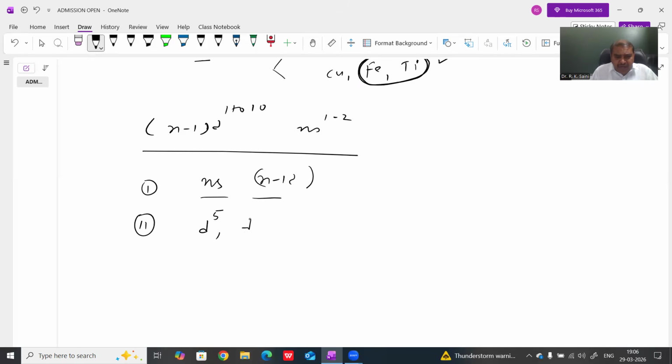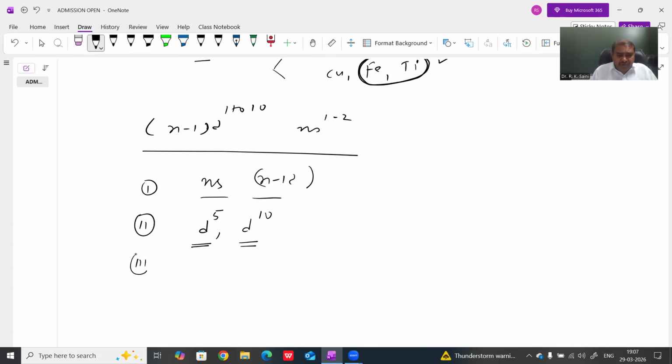For example, d5 and d10 are half-filled and fully filled electronic configurations. In these conditions, d orbitals are symmetrically arranged. They have equivalent energy, but their spatial arrangement is different, meaning their orientation is different. Due to the extra stability of half-filled and symmetrical electronic configuration, their shielding effect is very less, and hence the outermost electrons are tightly held by the nucleus, or the nucleus has more attraction on the electrons due to poor shielding effect.